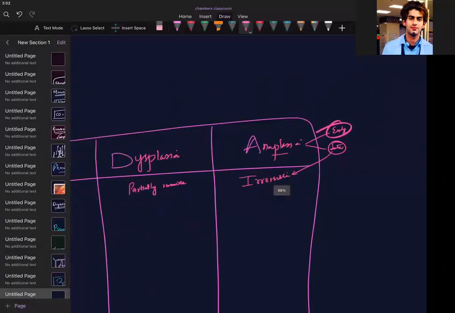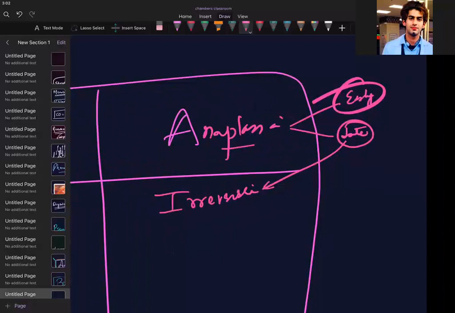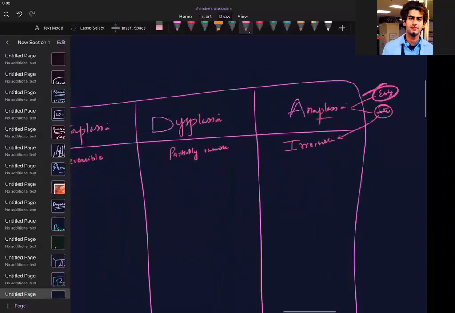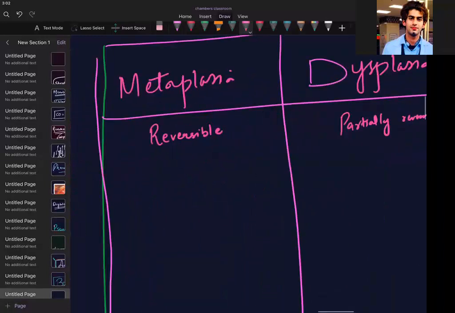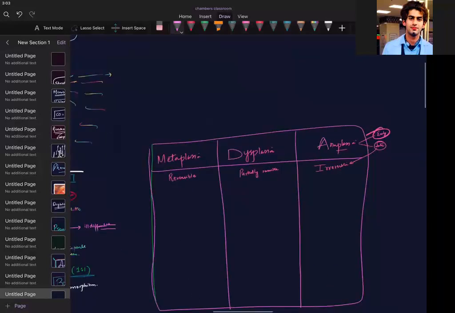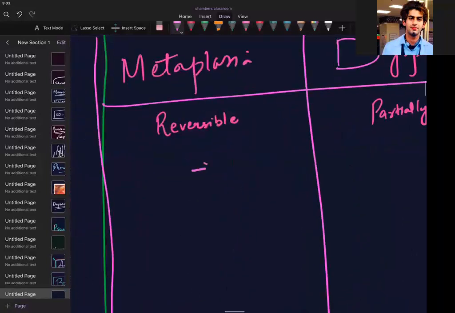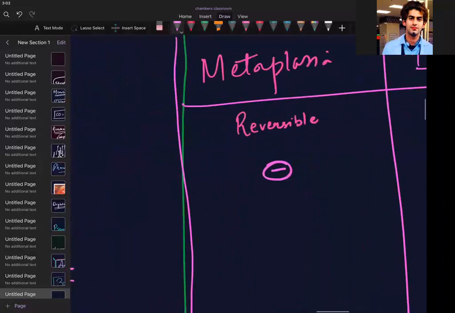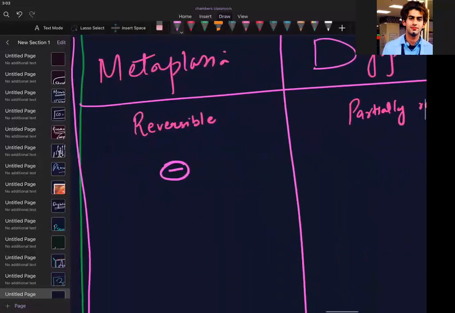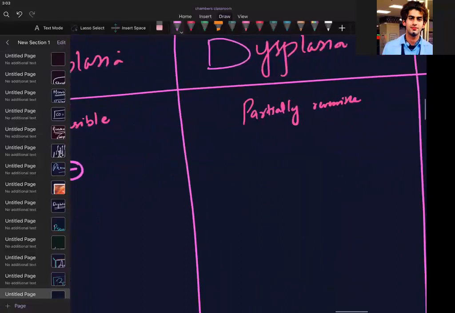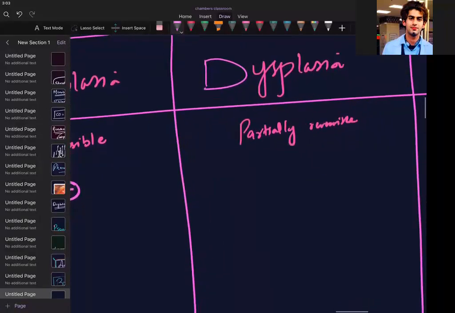Not really, but I'm talking about anaplasia. Okay, yeah. So pleomorphism. That means if it is reversible, it should not have pleomorphism. So easy to remember. Early stage is reversible. Yes, exactly. Early stage reversible. Okay.